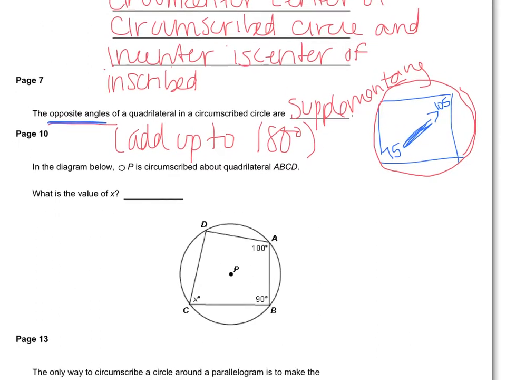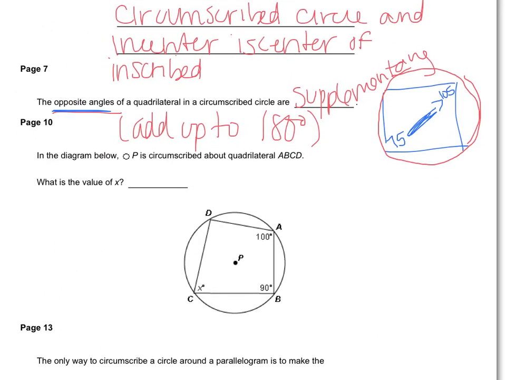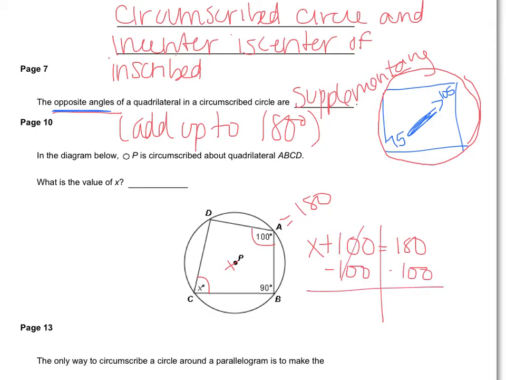So it tells us that in this diagram, circle P is circumscribed about quadrilateral ABCD, which means it's drawn around quadrilateral ABCD. What is X? So we know that X plus 100 has to equal 180 because they're opposite angles, so they have to be supplementary. So I'm going to solve, which means I'm going to subtract 100 from both sides. And that's going to cancel, so I have X equals 180 minus 100, which is 80. So X would be 80 in this case.